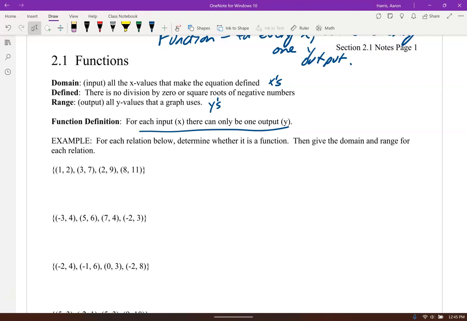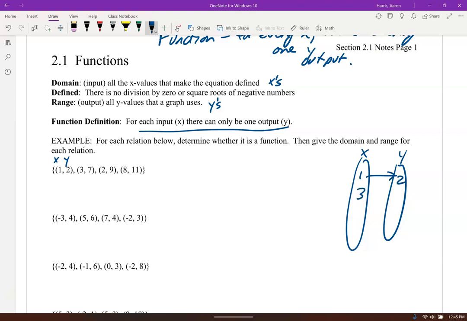I like to also do this as a mapping with my x's and y's. So notice that the x is 1, the y is 2. So 1 maps onto 2. 3 maps onto 7. 2 maps onto 9. And 8 maps onto 11. So for every x, there's got to be one y. And that's how I think about this.